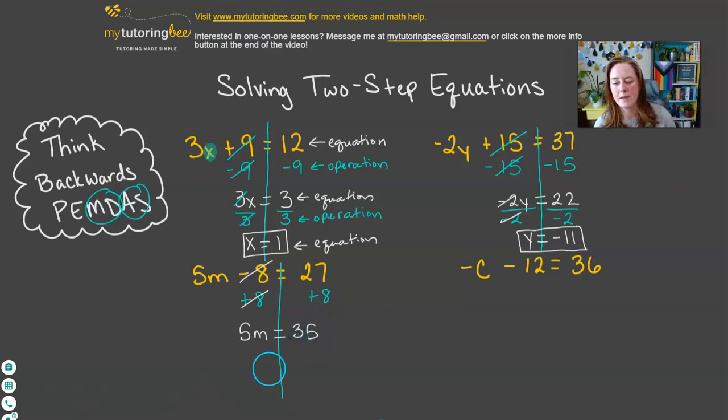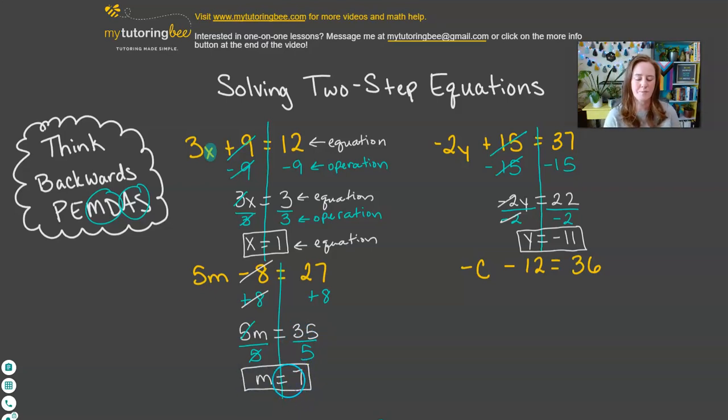All right. Now we've got 5 that's being multiplied times m. So we need to undo that multiplication by dividing. We're going to divide both sides. 5's are going to cancel out, leaving us with just m. 35 divided by 5 is 7.